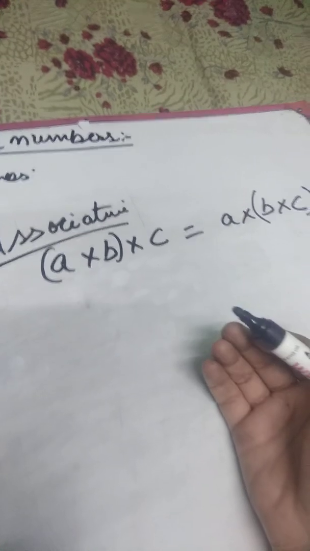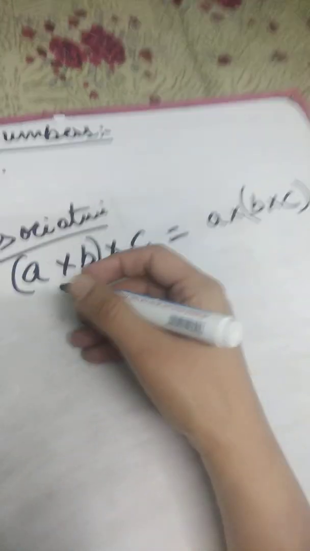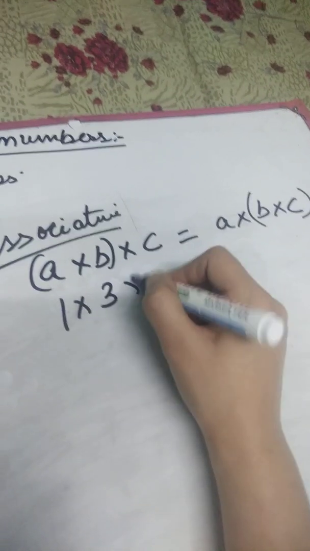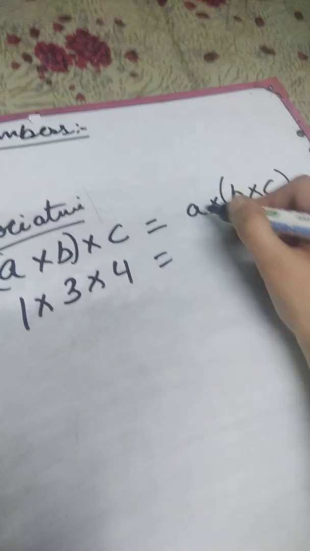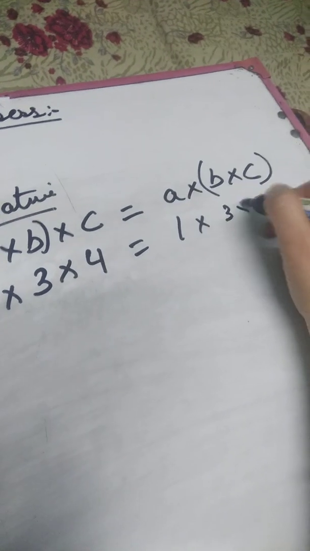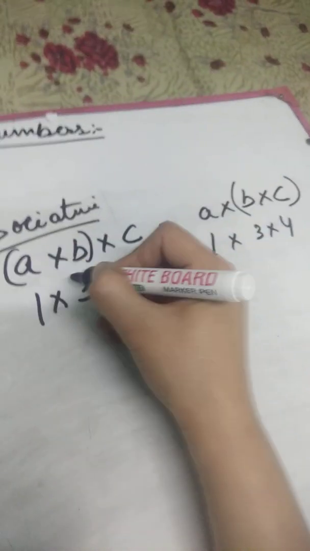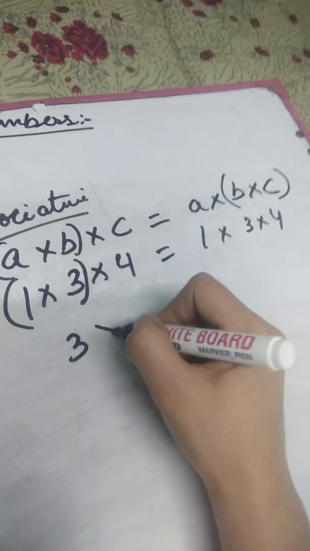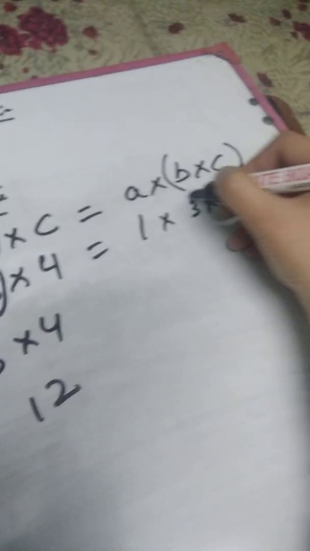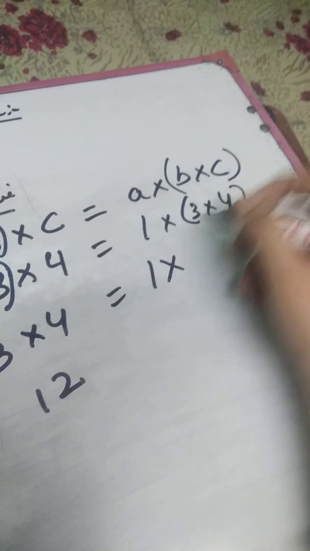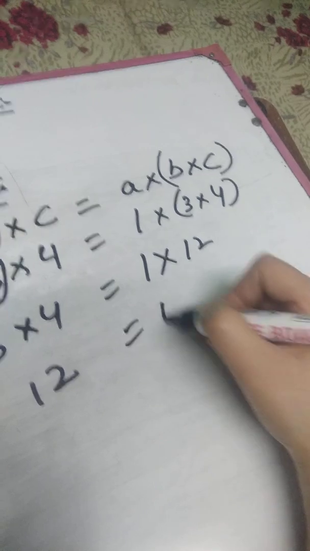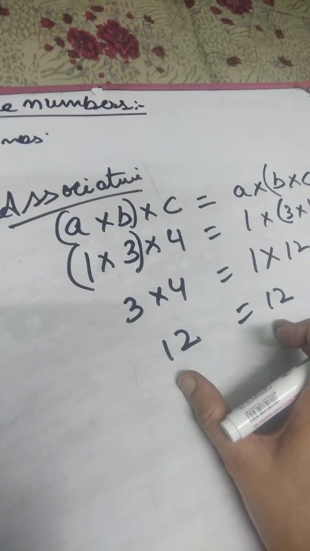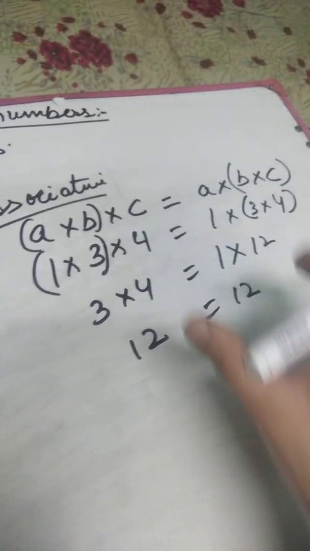Now this we can solve by an example. I take A as 1, B as 3 and C as 4. Then similarly I write 1 into 3 into 4. Same numbers we are taking. Now here I multiply the first two and I get 12. Let's do this one. Now here I am multiplying the last two and we notice it is same. So this means the multiplication of whole numbers is associative. This is what the law says.